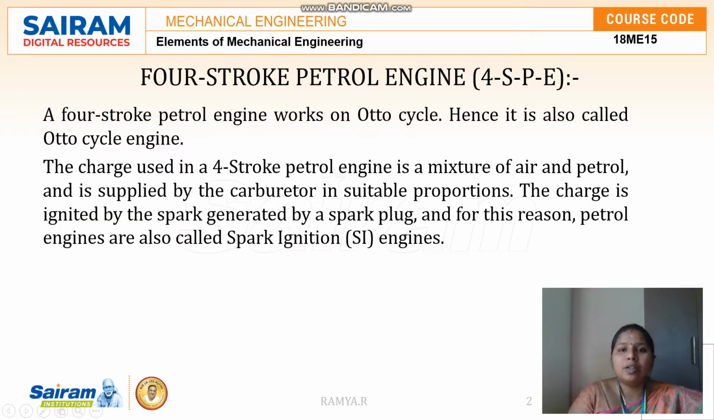So the first one is the four-stroke petrol engine. It is based on the Otto cycle, hence it is also called the Otto cycle engine. The charge used in a four-stroke petrol engine is a mixture of air and fuel. Here both air and fuel are combined and sent inside the cylinder, and it is supplied through the carburetor in suitable proportions.